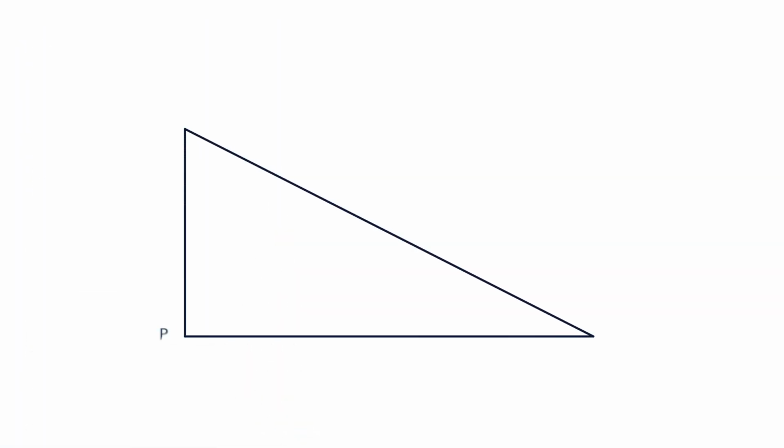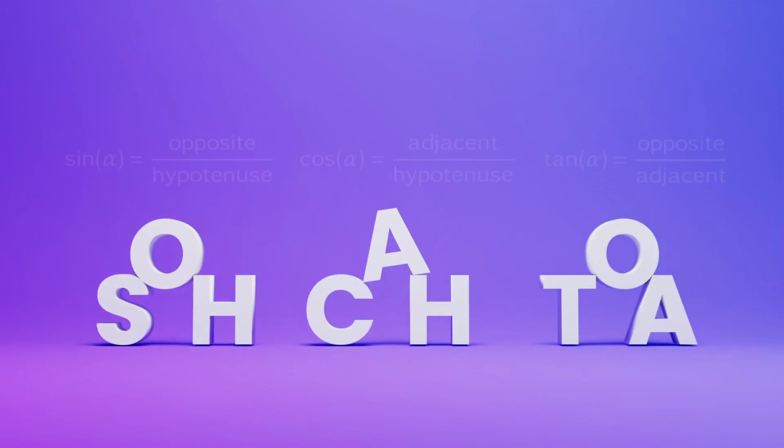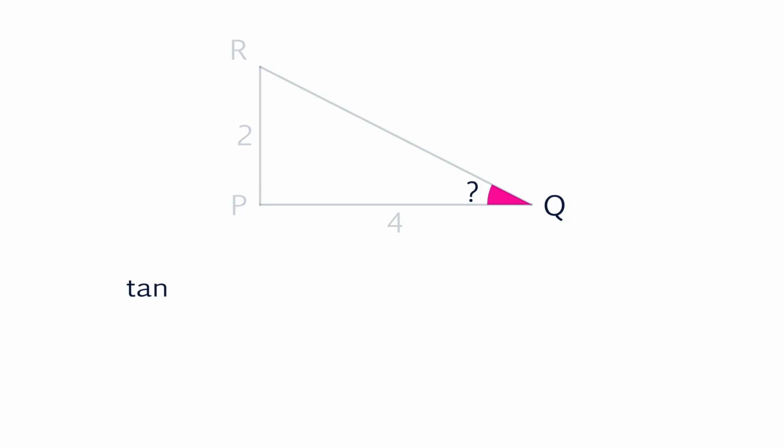Say you have a triangle PQR, where P is a right angle, PQ has the length 4 and PR equals 2. You want to find the size of angle Q. Here, PR is the opposite, O, and PQ is the adjacent side, A. Looking at SOHCAHTOA, the tangent formula seems like the right one to use. Tangent of angle Q equals PR over PQ.